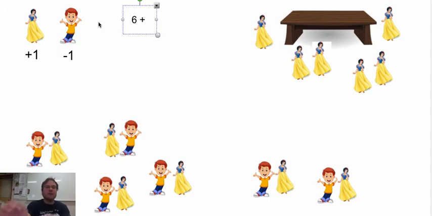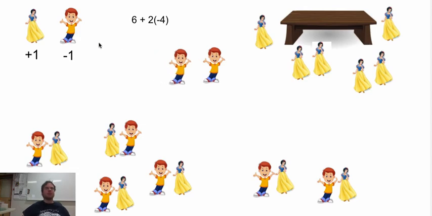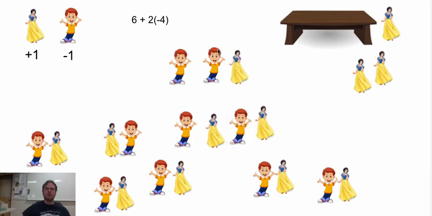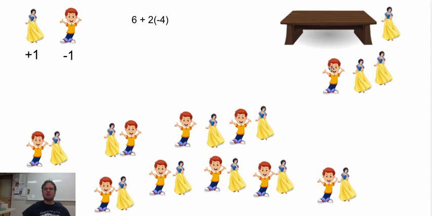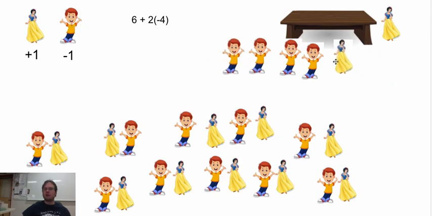So now we're going to add 2 groups of negative 4 boys, right? And they're coming back. Here's one group of 4 boys: 1, 2, 3, 4. And each of these gets a partner. They find a girl, they get a partner. This one here gets a partner and goes on the dance floor. I'm just going to move him down, and he gets a partner. So there's one group of 4 boys, and then we have another group of 4 boys: 1, 2, 3, 4.